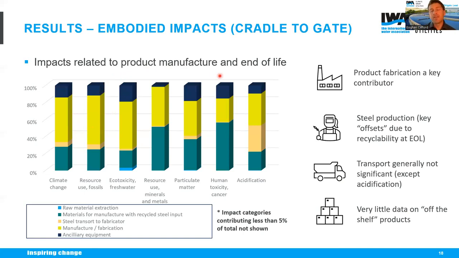So for the embodied carbon, and this is of key interest, this was of interest to the utility, but also to the company itself who supplied the product, because it enables them to target areas they can innovate on to maybe reduce the embodied carbon in their products. We see that most of the impacts for climate change, resource use, ecotoxicity, etc., occur during the fabrication stage, and also during the material manufacture stage. So that's not raw material extraction. It's actually the stage that brings it from raw material extraction to produce, in this case, steel that was used in making the product, or in the conversion of recycled steel into steel that's useful for this particular product. So they are the two key headings. Transport was insignificant, for example, and steel production, and as I said, fabrication were key contributors.